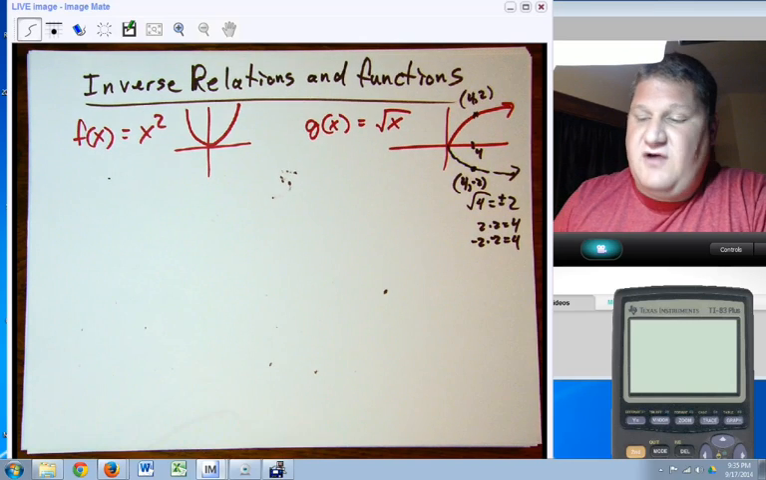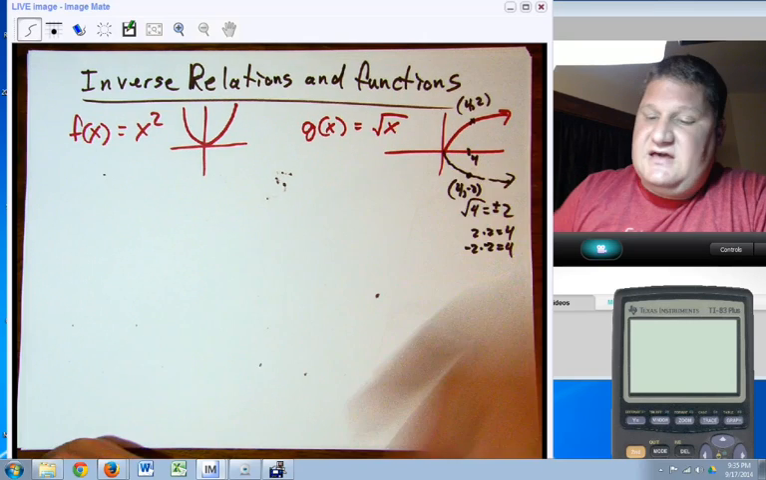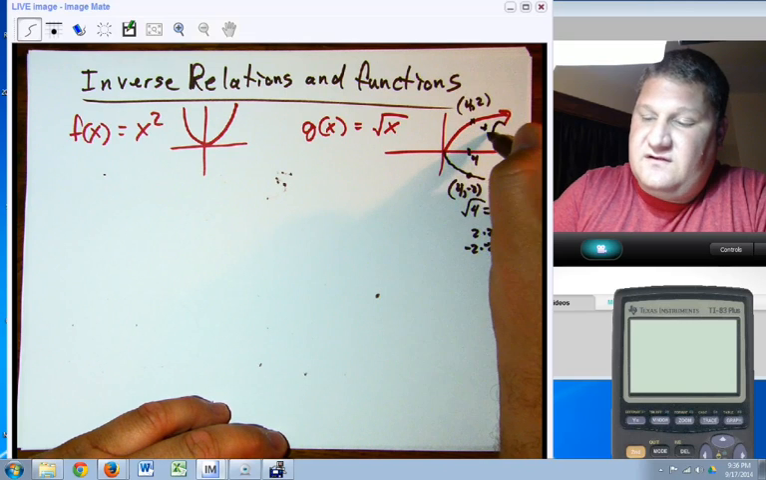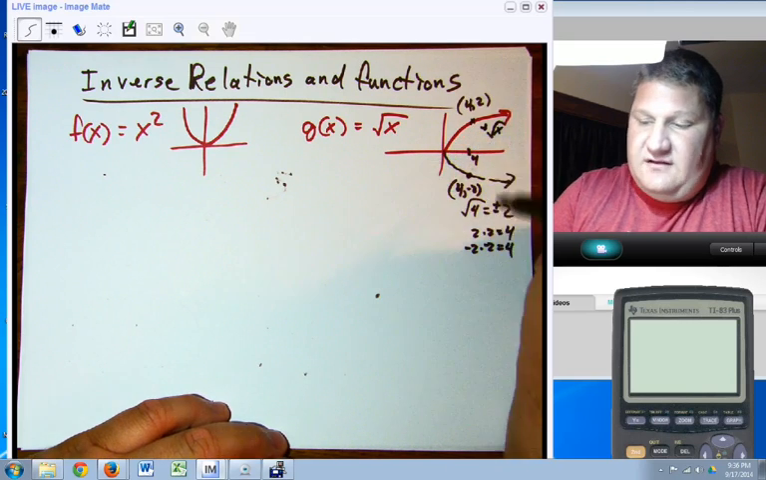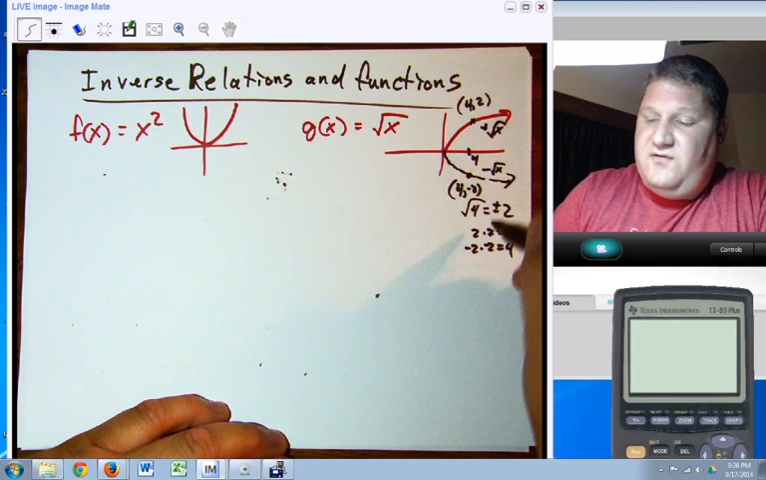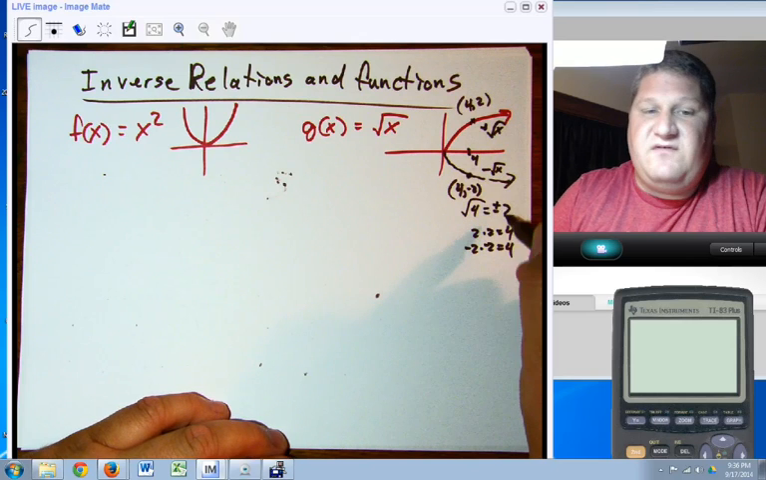Now, if you graph it on your calculator, it's also only going to do that, because by default, the red graph is the positive root x, and the brown graph here is the negative of the root x. But if we were going to take any number and square root it, you would have to deal with both the positive and negative.